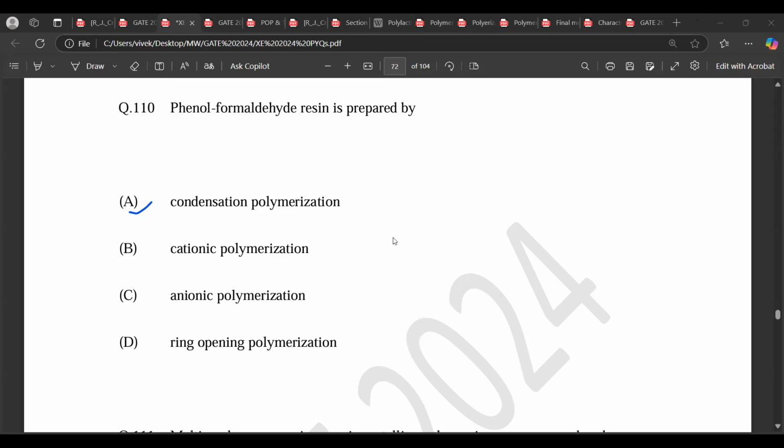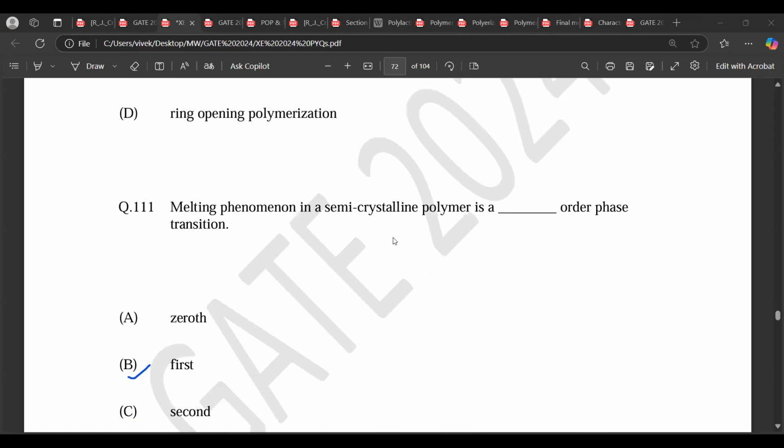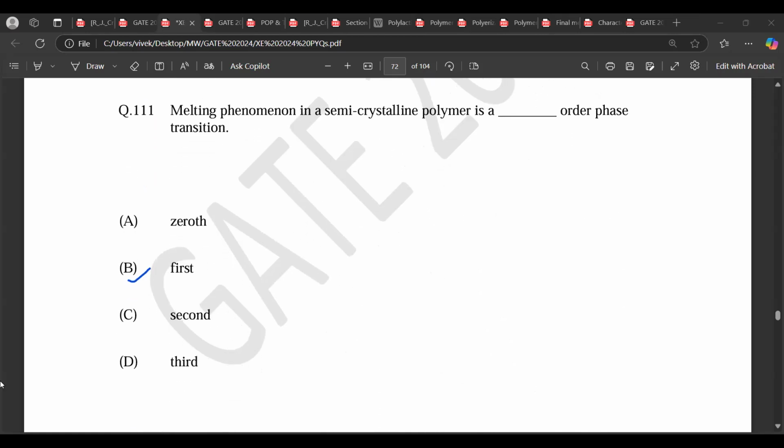So that's all. You're going to have condensation polymerization, and it's just direct. The second question is a bit of a topic for discussion. Melting phenomena in a semi-crystalline polymer is which order phase transition? Whether a transformation is first order or second order thermodynamically.